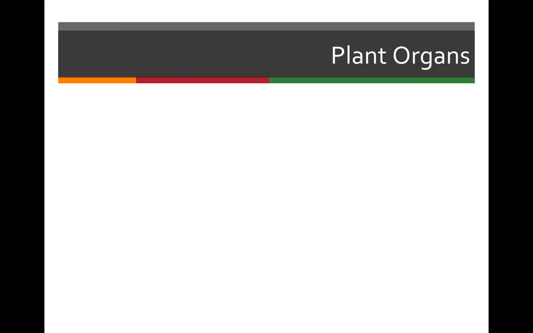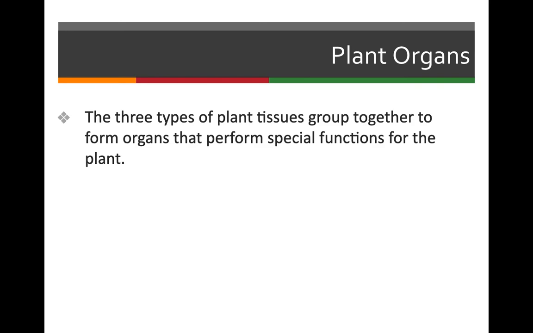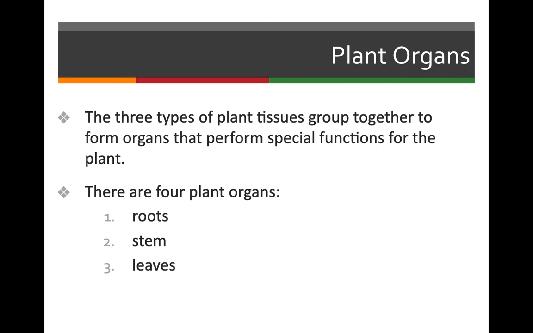So now the next step, the tissues come together to make plant organs. Okay, so there are 4 plant organs that each perform a special function for the plant. So the first plant organ are the roots, and then we have the stem, the leaves, and the flower.